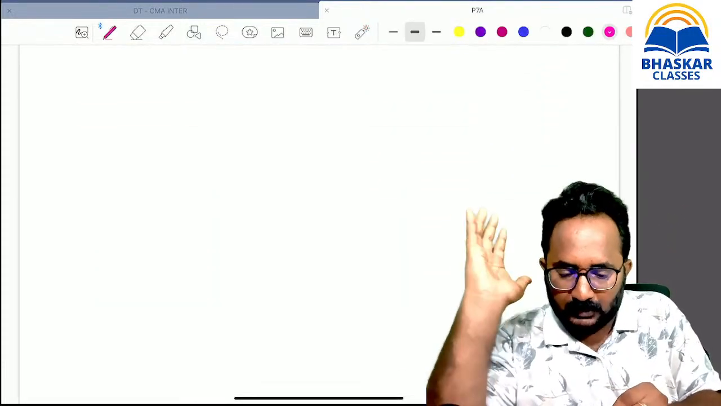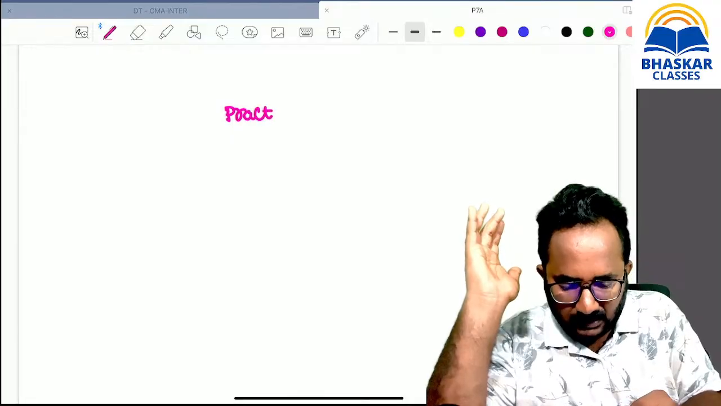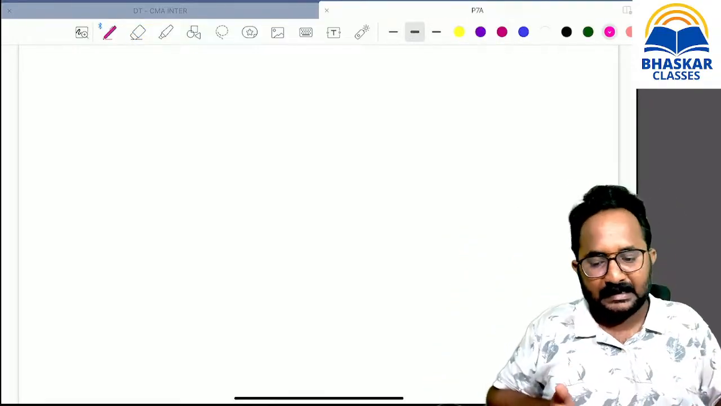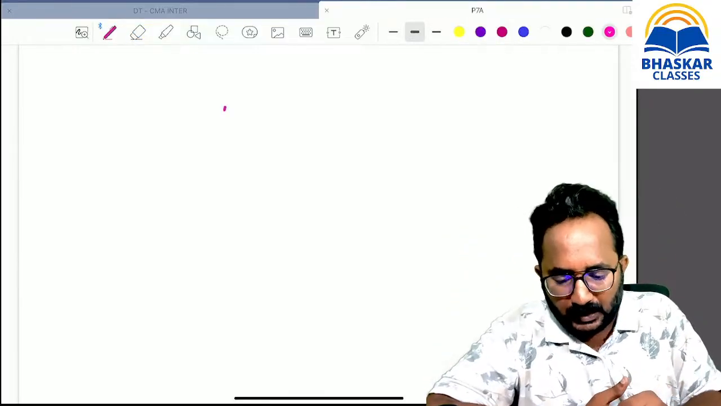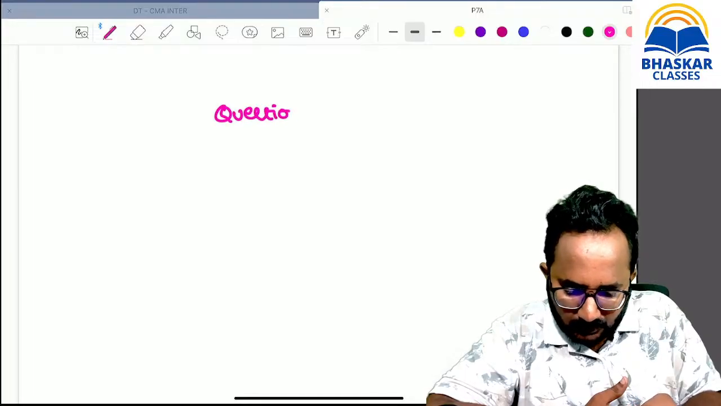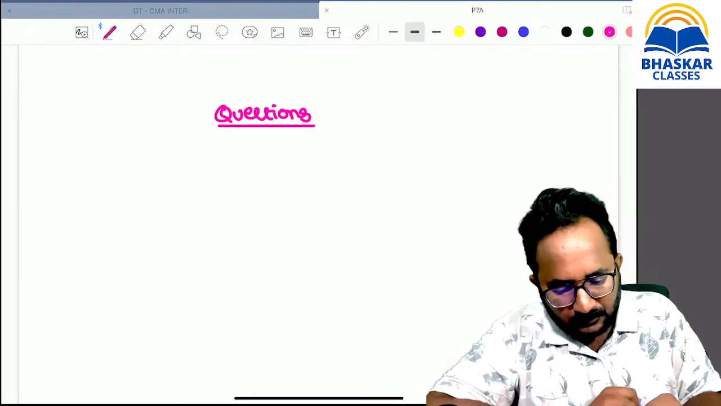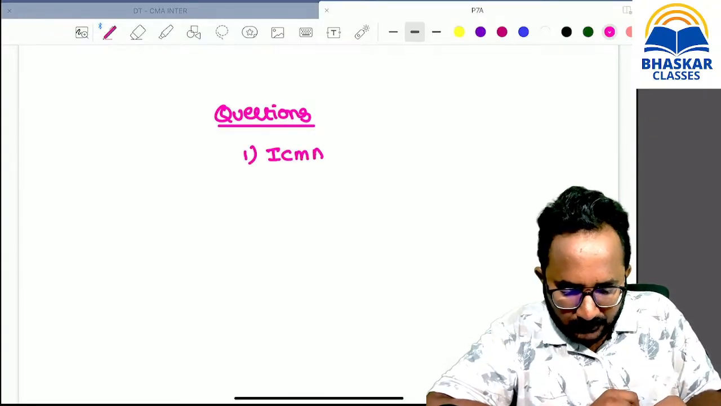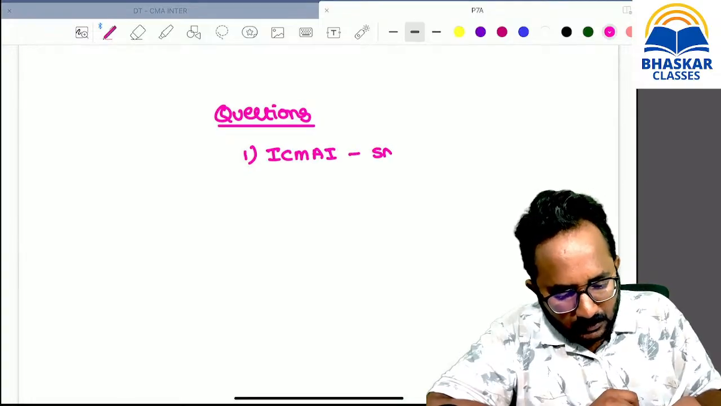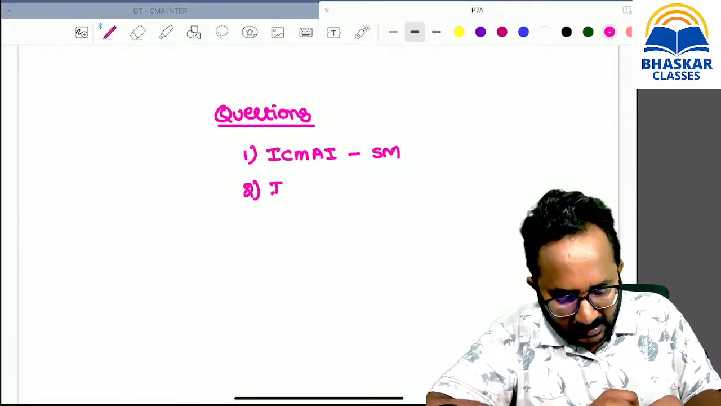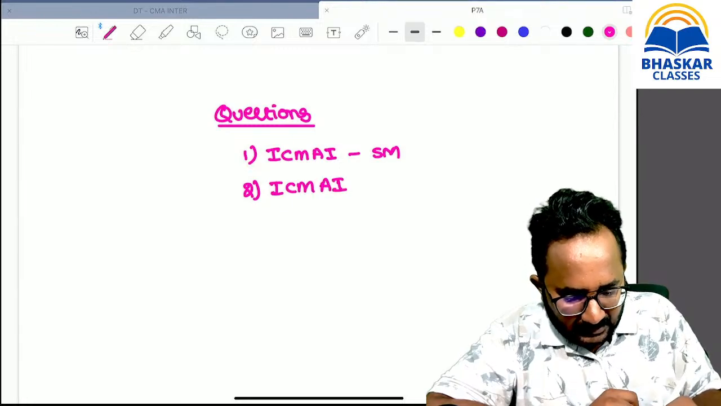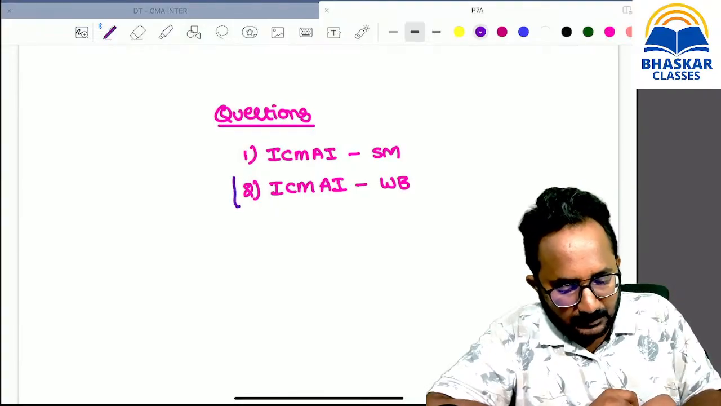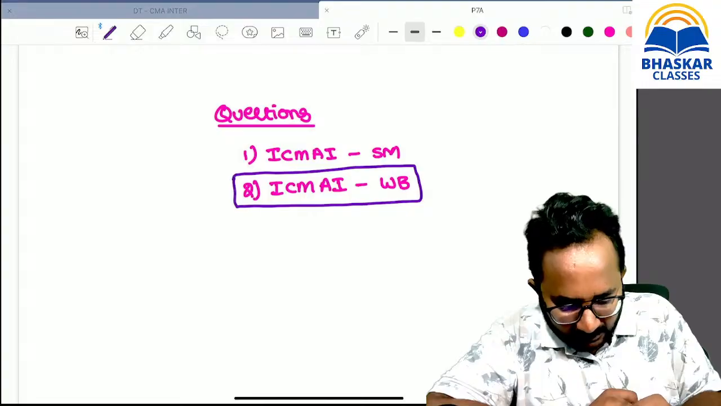So how to solve the practical questions, sir? Okay, theory, we can do from your theory material or handwritten notes. That's enough, ma. Then we can do the questions. The first one, we can do some important questions from the ICMAI study material. And next, we can use the ICMAI recently released workbook. Yes, this is a very important source for upcoming examinations.